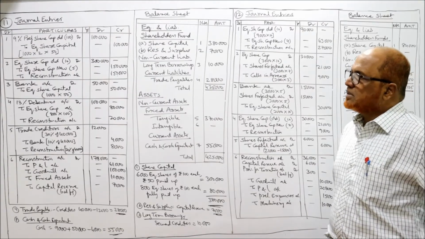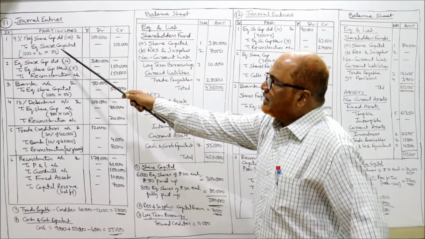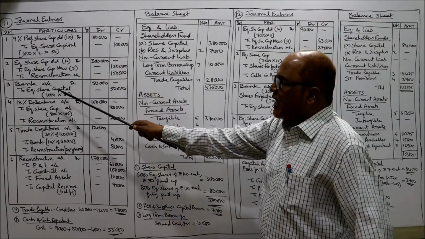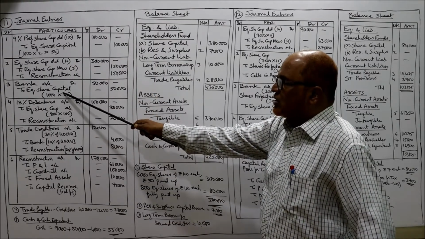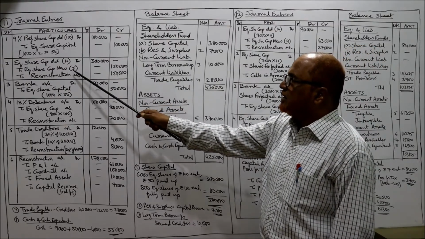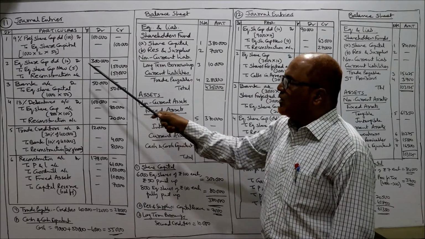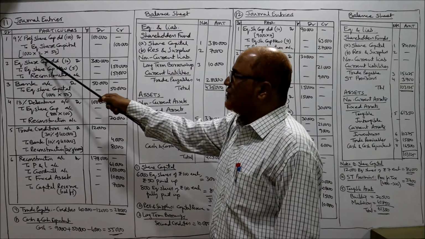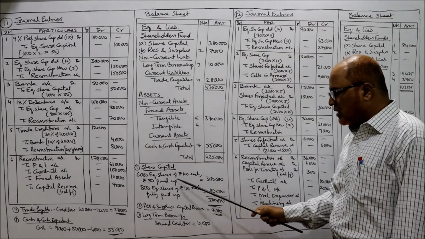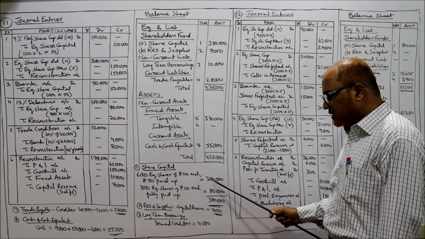How 6,000? See, here 5,000. 2,000 shares are issued here, and here 1,000. So 3,000 plus 3,000 shares are here. 3,000 shares into 5, 1,50,000. So 3,000 plus 2,000, 5,000. 5,000 plus 1,000, 6,000. So 6,000 equity shares of 100 each, rupees 50 paid up. So 6,000 into 50, 3 lakh.